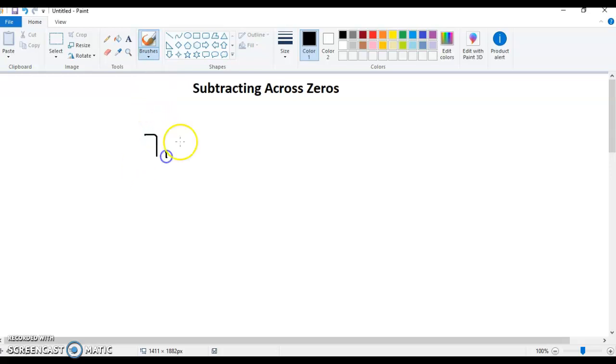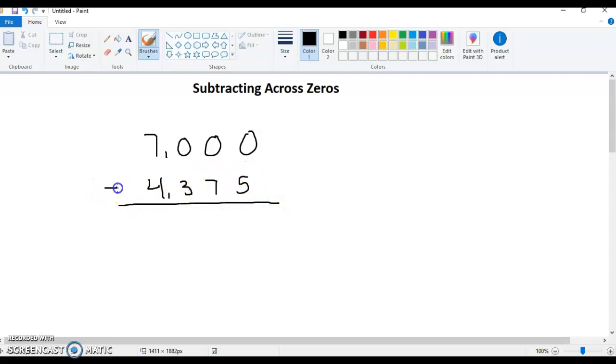Let's say you have 7,000 and you want to subtract 4,375. So you're finding this difference, and you start with the ones place value, and you're saying I want to take 5 from 0. 0 take away 5? Well, you can't do it because you can't take 5 from nothing. And then you look at the tens place value, and there's nothing there. There's nothing to borrow. And then you look at the hundreds, and there's nothing to borrow. So you have to go all the way to the thousands.